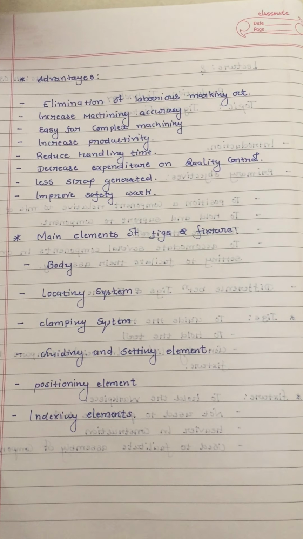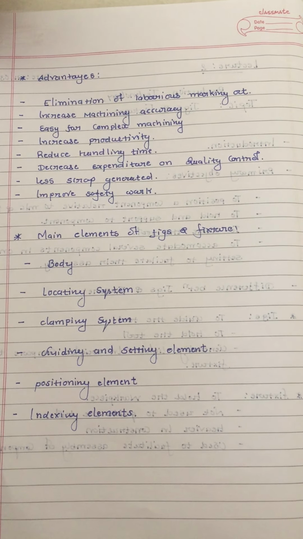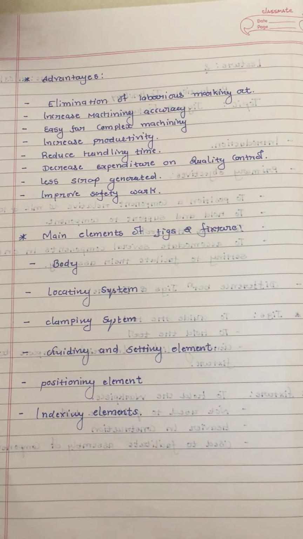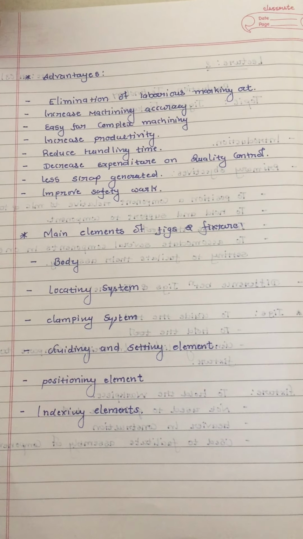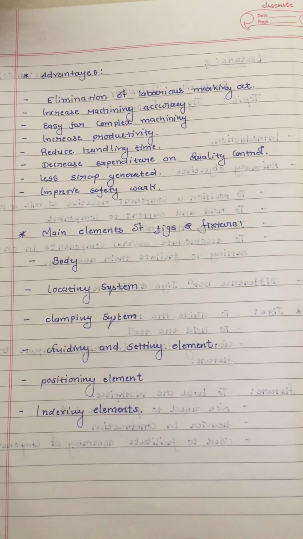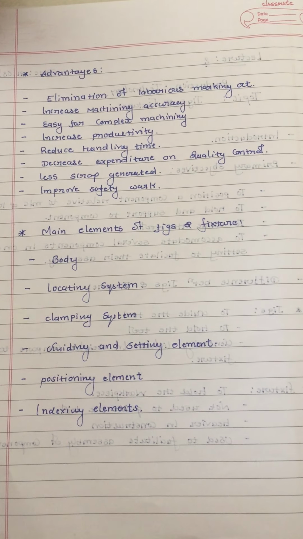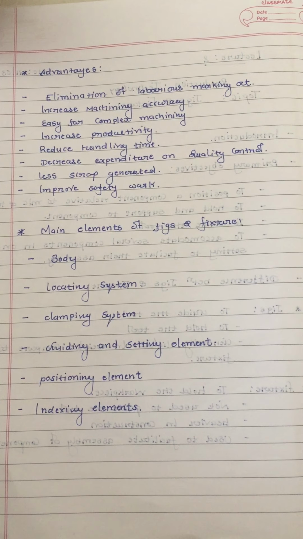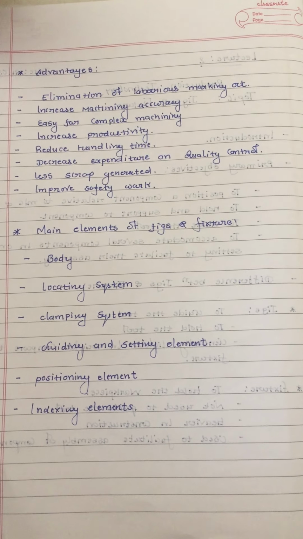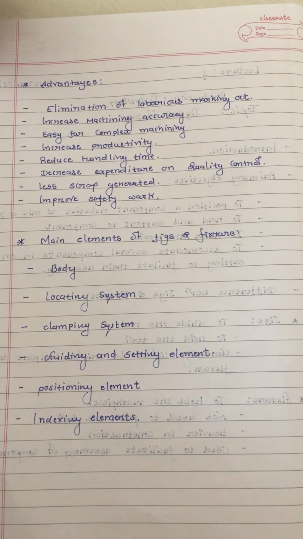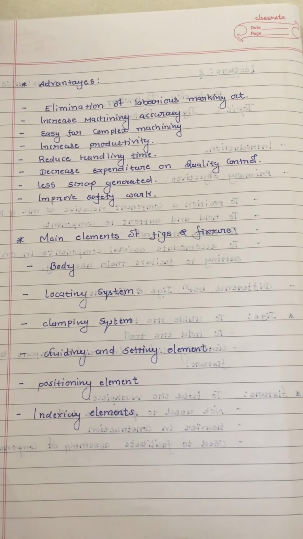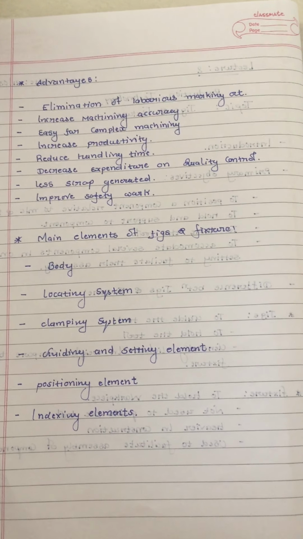Then the next advantage is decreasing the expenditures on quality control, because we are increasing the quality of the product and the machining accuracy by using jigs and fixtures. Then the scrap is decreased with the use of jigs and fixtures, because they help during the machining process and improve the safety features of the work. So these are the basic advantages and disadvantages of the jigs and fixtures, right?